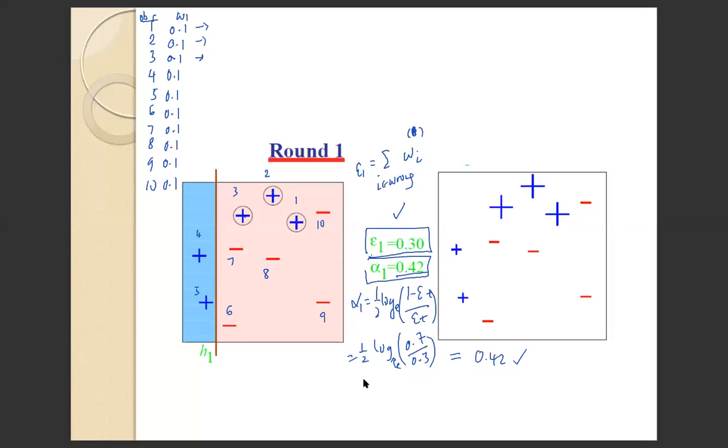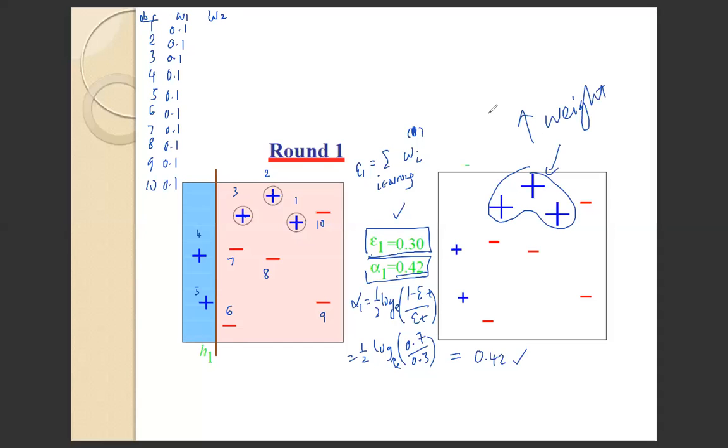So then after that, we will do the updating, right? We want to do the updating. So now which are the ones that were wrongly classified? 1, 2, 3, right? Okay, 1, 2, 3 were wrongly classified. Now you see the 1, 2, 3 here, they are wrongly classified. So you see they are larger, right? The font here. That's because they are receiving a higher weight now.